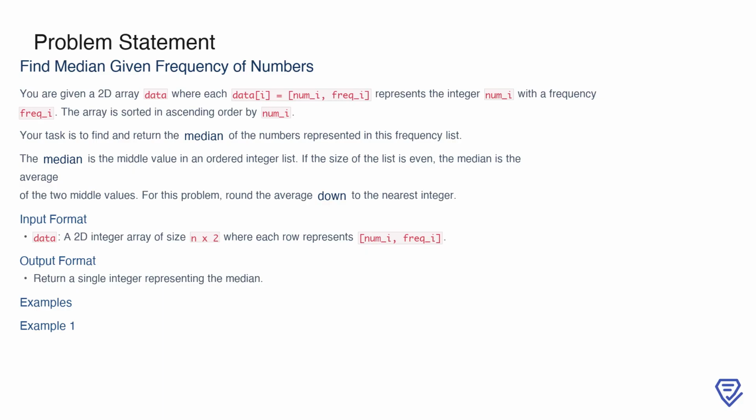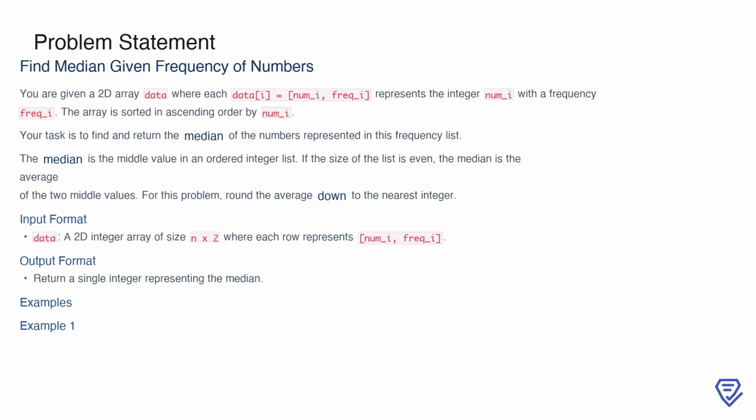Now, the median is defined as the middle value in an ordered list of integers. If the total number of integers is even, the median will be the average of the two middle values, but for this problem, you are required to round that average down to the nearest integer.